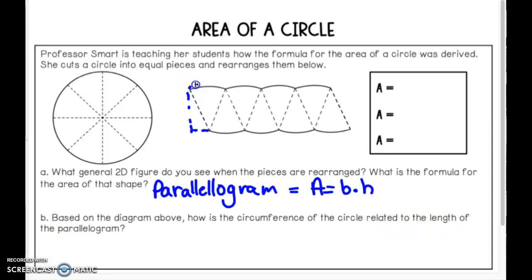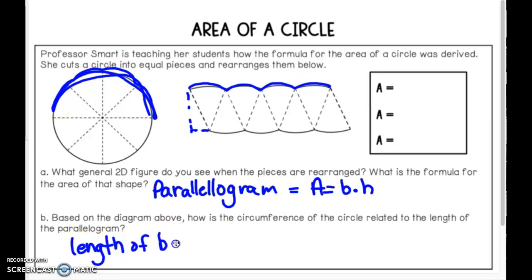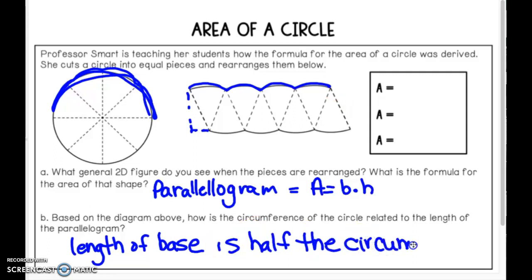Well, hopefully you know if you do 1, 2, 3, 4. 1, 2, 3, 4. Okay, so there is the base. So the length of the base is half of the circumference. So there's 4 of those. So length of base, okay, is half the circumference.